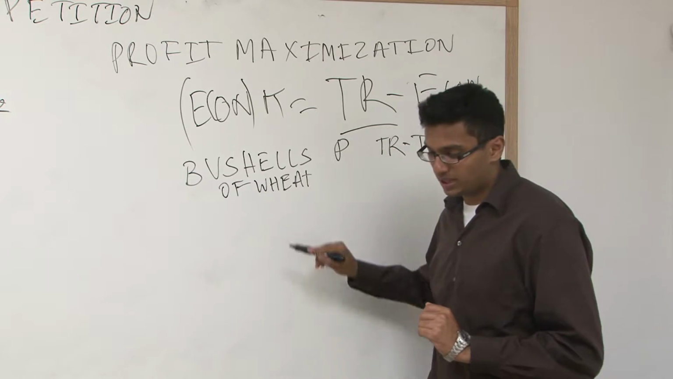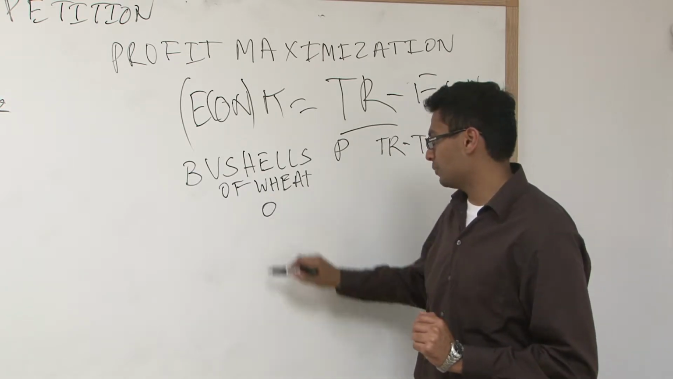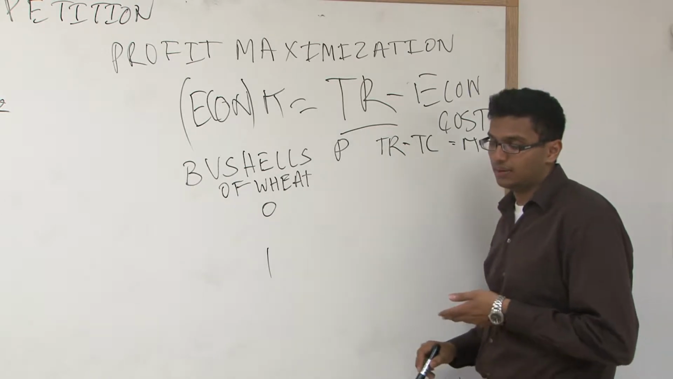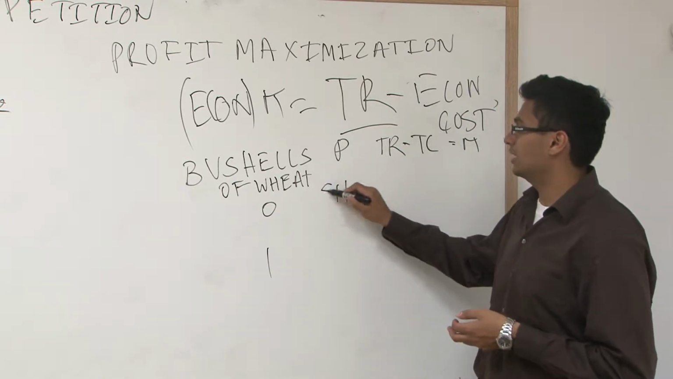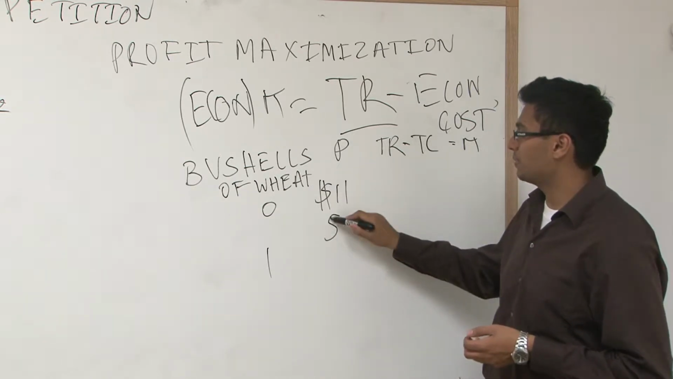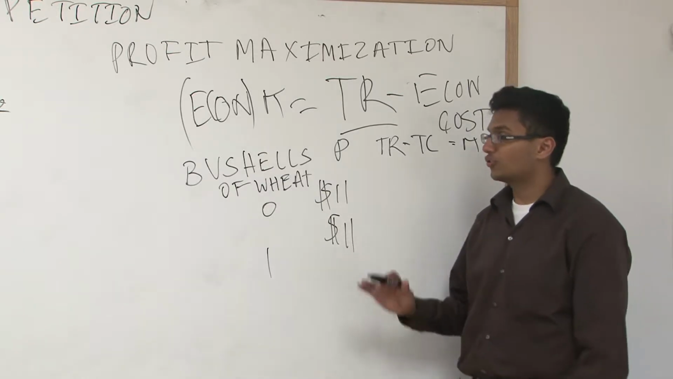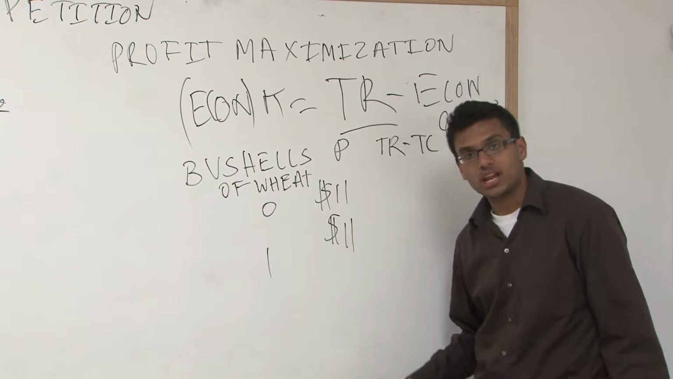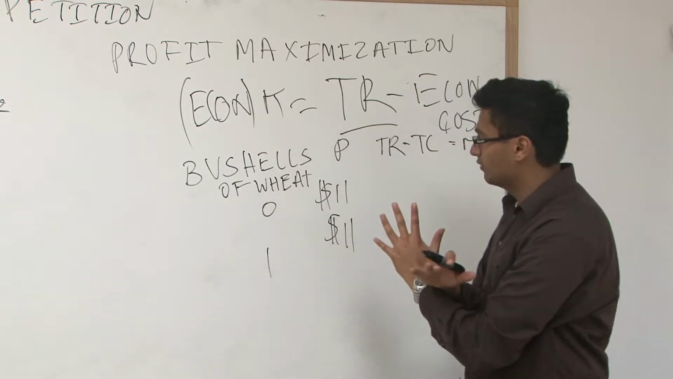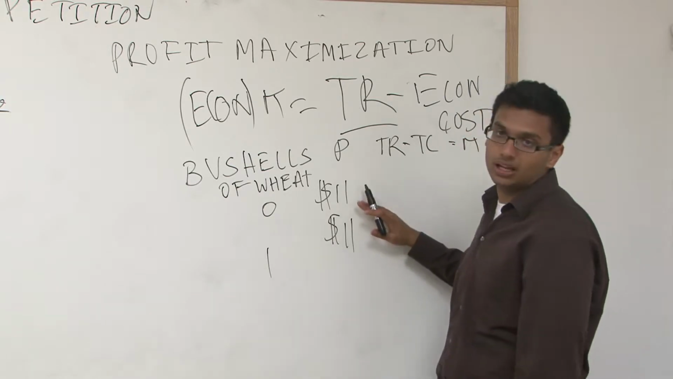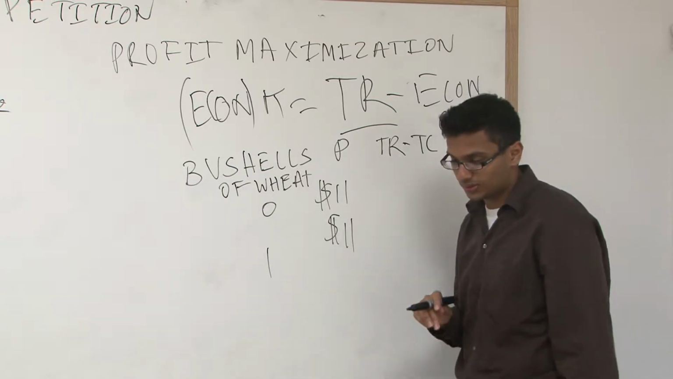For the example, I have bushels of wheat of 0 and 1. For both, my price is going to be a constant $11. That's what my market dictates. Remember, we're not going to change it unless the market changes it. For this example, the market has not changed. Demand and supply have stayed intact for both 0 and 1 units of wheat, so the price of wheat has stayed constant at $11.